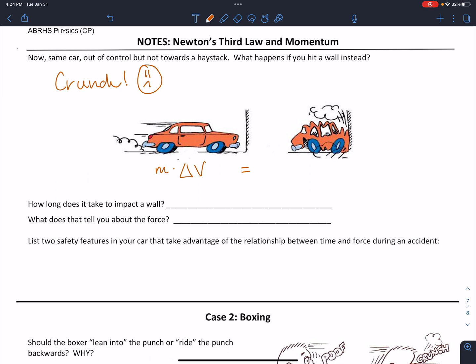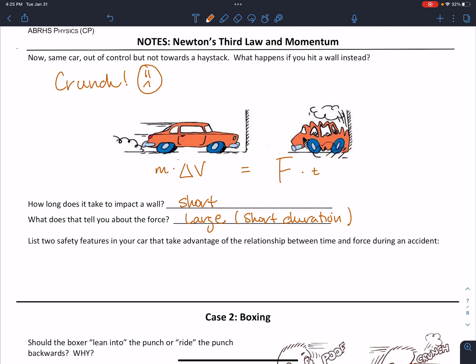The time it takes to impact a wall is really short. I don't know how many of you have had a fender bender, but it just happens just like that. So our time is going to be little. And if that's the case, then the force that we feel is going to be very, very large. So short duration events lead to large forces. Now, your car actually has some safety features built into it to help mitigate this idea of hitting the wall.